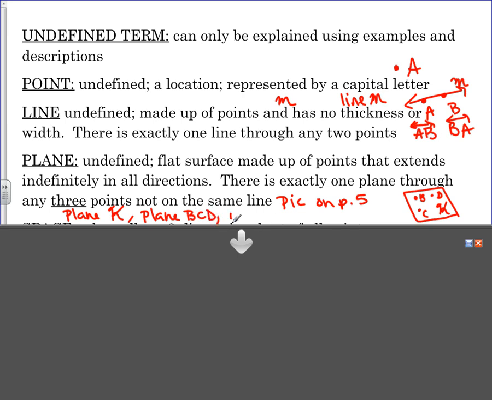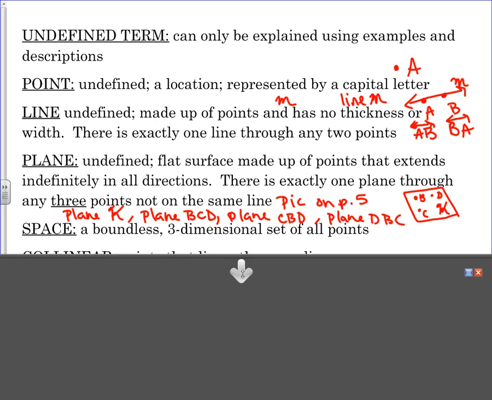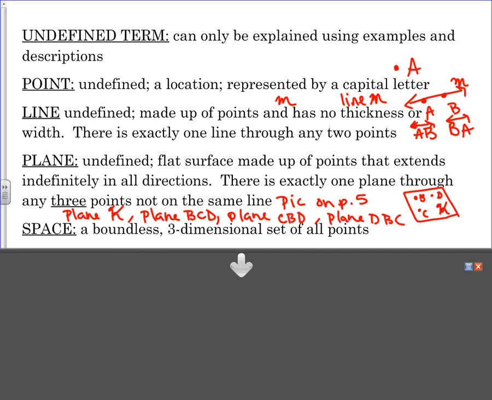What else do you think I could call it? Plane... What did you say? C, B, D. Sure, right? Any combination of those 3, as long as those points are not on the same line. You can pick any of those. Any of those are a choice. Is that okay? Okay. Yes, and we'll have an example of that in a second. So you'll get to see it. Space, a boundless 3D set of all points.